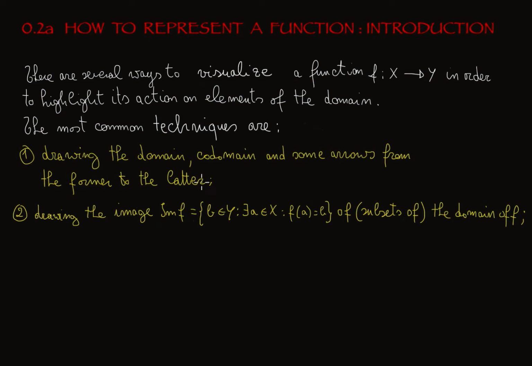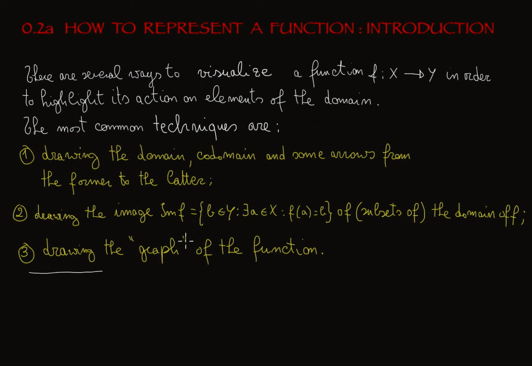The second most common way of representing a function is just drawing the image of the function. So I recall that the image is defined as the set in the codomain, you see, of the elements b in Y, where Y is the codomain of f. So these are the elements of Y for which there exists an element a in the domain for which f of a equals b. The third way of representing a function is drawing the graph of the function.